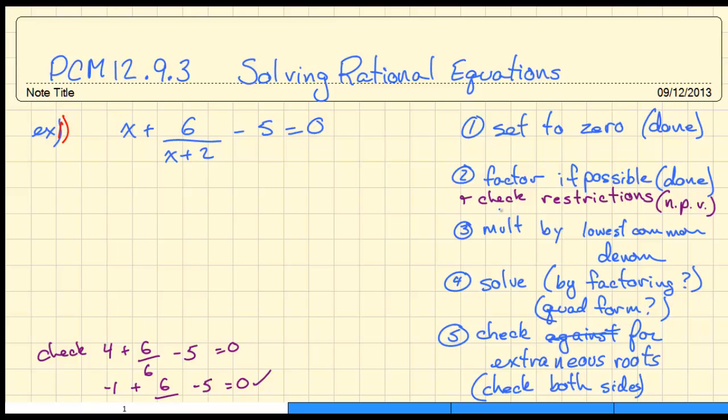And when it is factored, we want to check for restrictions, for non-permissible values. In this case, the non-permissible value is that the denominator cannot equal 0. So we can say that x plus 2 cannot equal 0, so x cannot equal negative 2. And we'll keep that in our back pocket there.